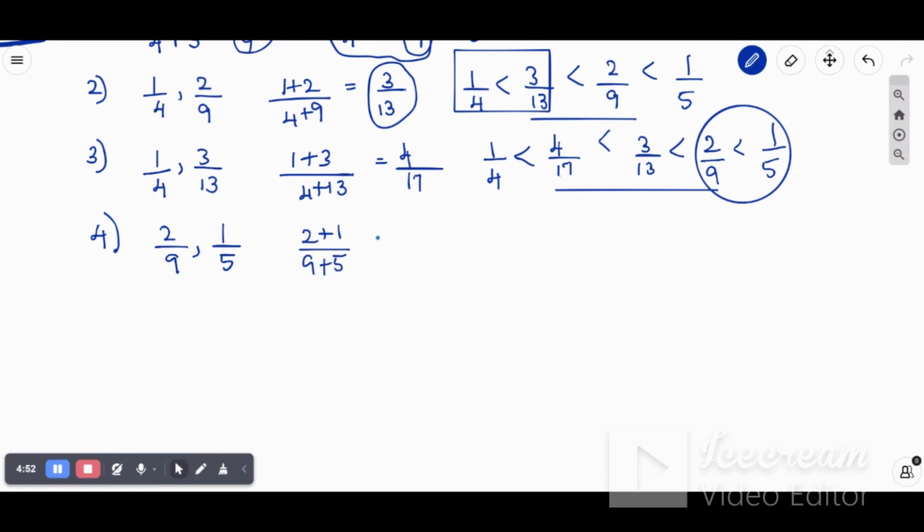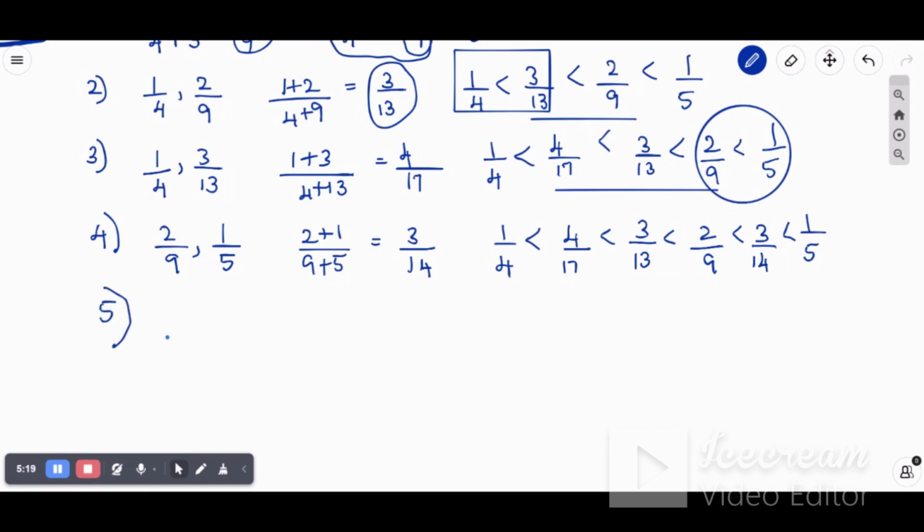Just add the numerators and the denominators. That gives 3 by 14. So where does this 3 by 14 lie? Can you guess? Yes, it lies between the last two. So 1 by 4 is less than 4 by 17, less than 3 by 13, less than 2 by 9, less than 3 by 14, less than 1 by 5. Next, we are going to find the last one. Whichever two you want, you can take.